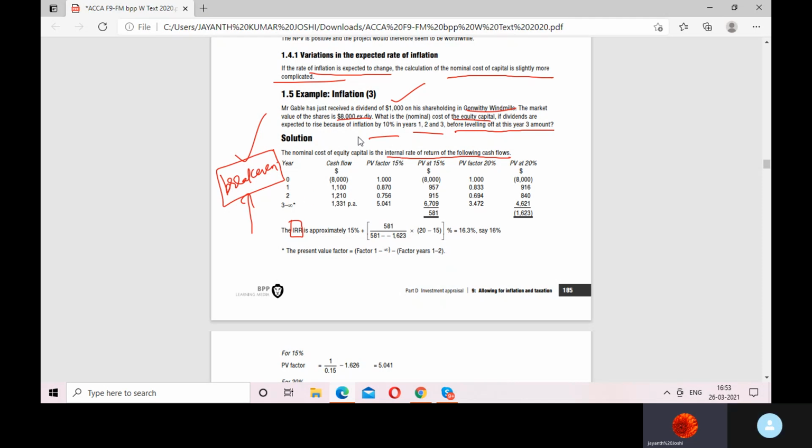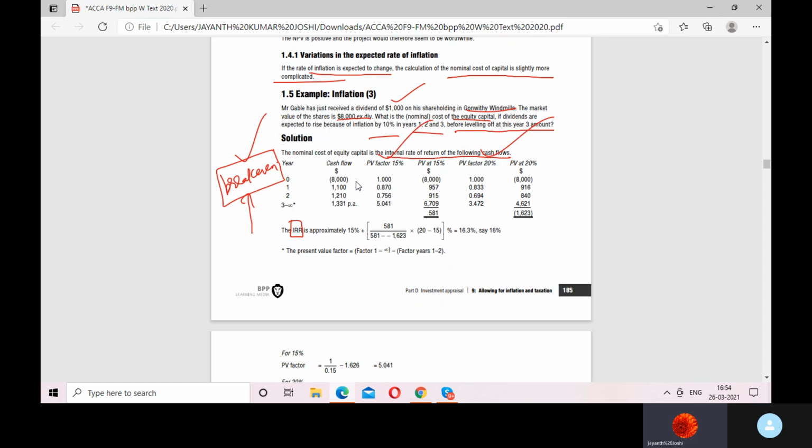So how will you do this? The cost of capital is given to you. How much? They did not give 10%, but they said it is going to rise by 10%. So these guys are doing it with a trial and error method. They are taking two rates and trying to find out the NPV, sorry, the IRR of this particular problem.